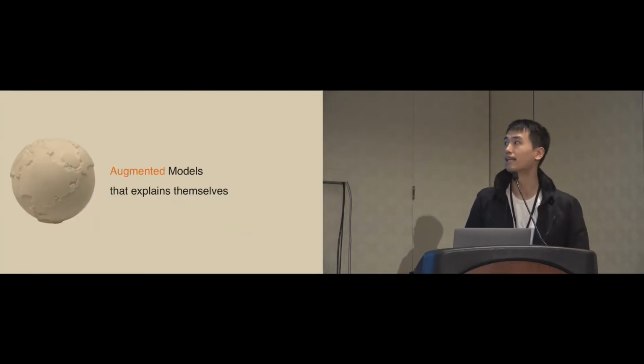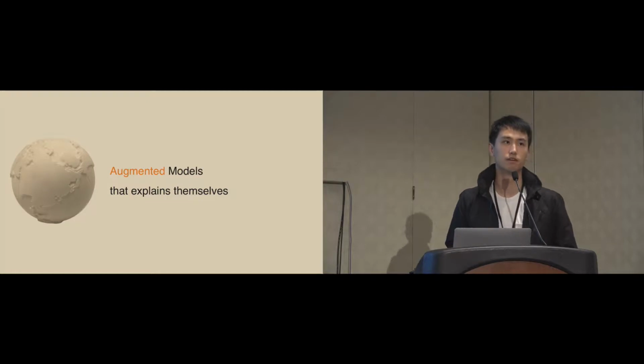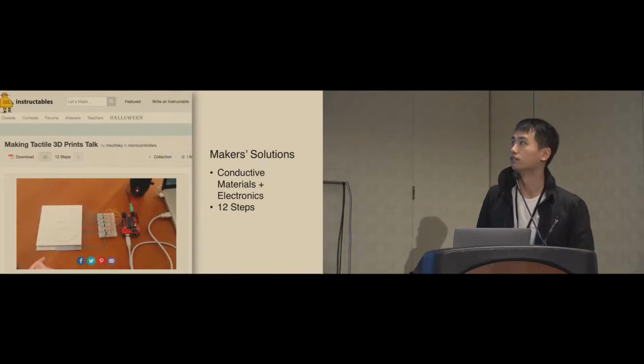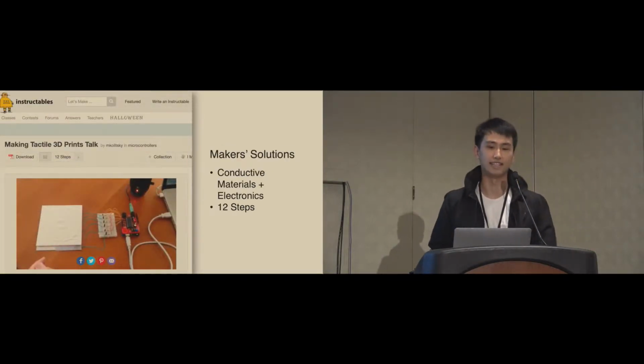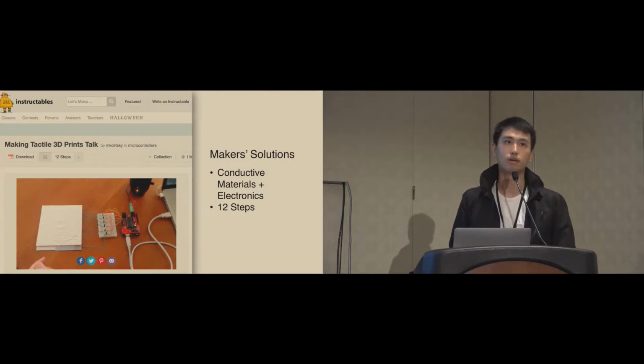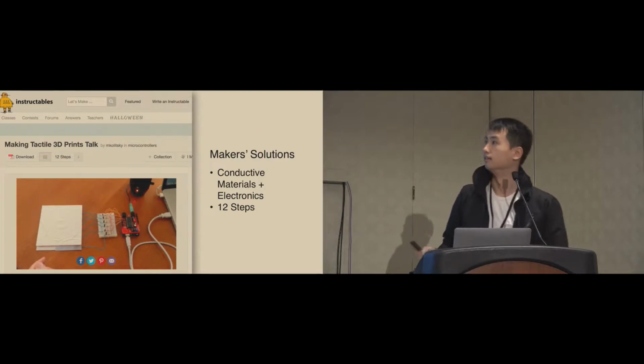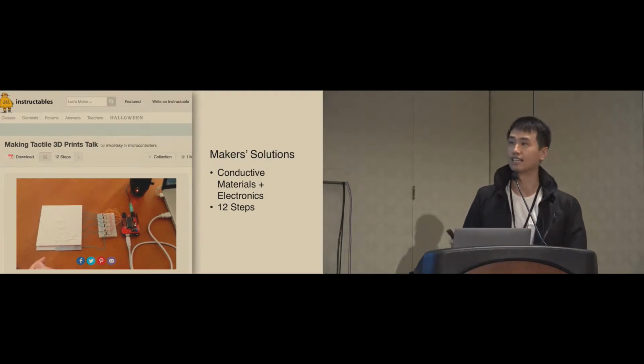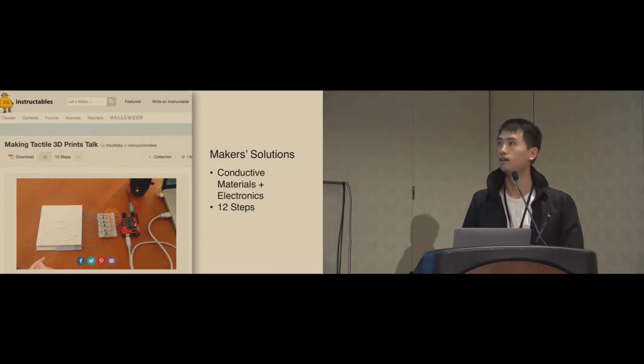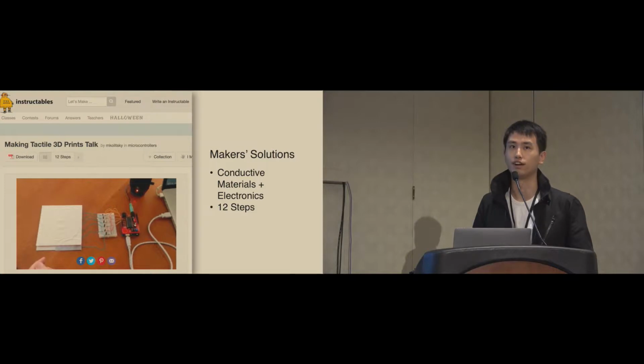How about some augmented models that can explain themselves? We are actually not the first group who thought about this idea. Some skilled makers already propose some solutions online. For example, they use a conductive filament and electronics to make 3D prints talk. The main idea is that when you touch a conductive part of a model, the electronics will sense your behavior and speak out some audio annotations to you.